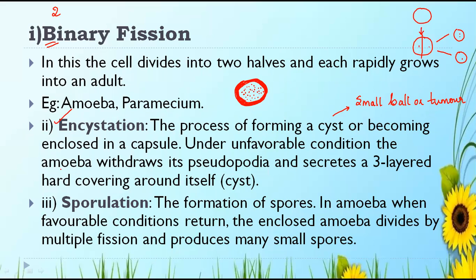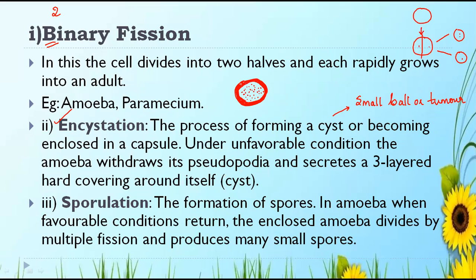Why does cyst formation take place? Under unfavorable conditions, the amoeba withdraws its pseudopodia, which help in its locomotion. It either takes them in or removes them from its body, and secretes a three-layered hard covering around itself.